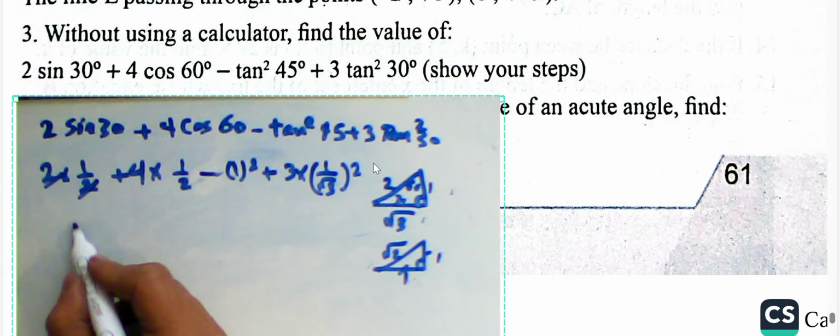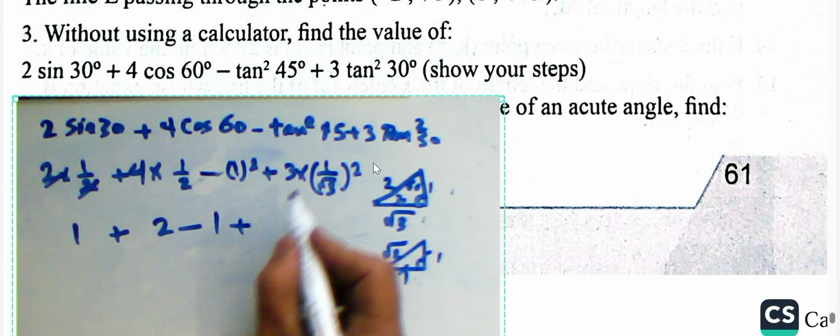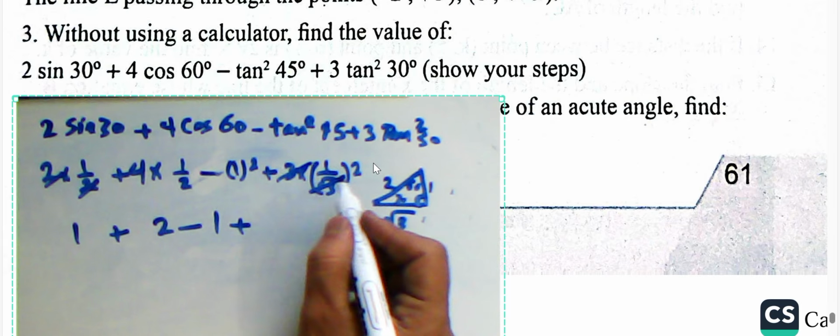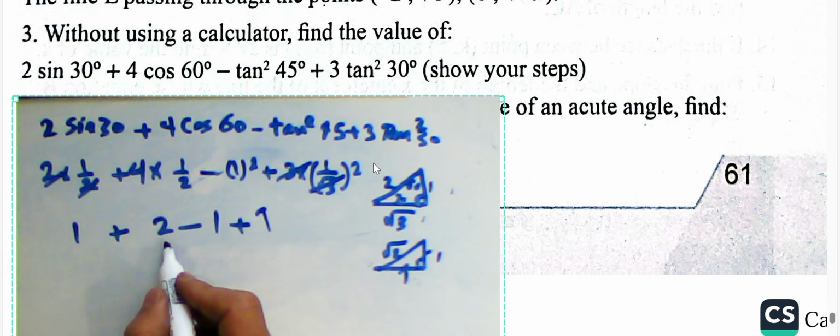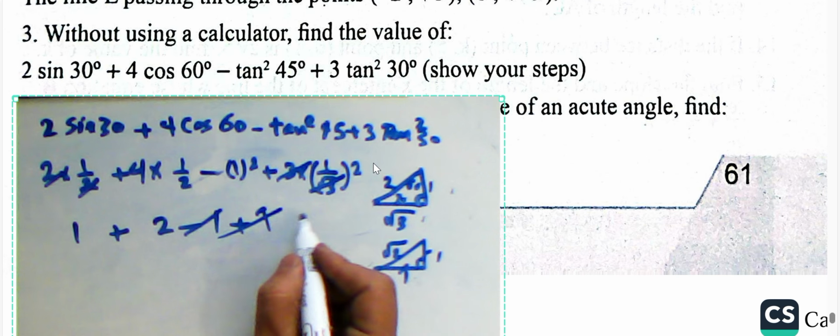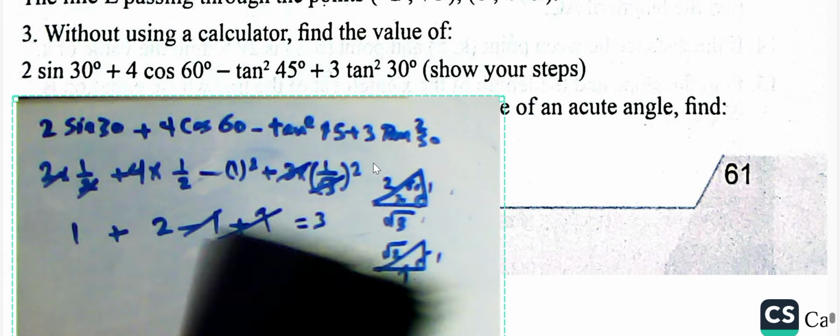Then 2 divided by 2 is 1, 4 divided by 2 equals 2, 1 power 2 is 1, 3 divided by 3 is 1, because root 3 power 2 equals 3, and 3 divided by 3 equals 1. 1 plus 2 is 3, 3 minus 1, we can cancel together, the result will be 3. You must choose your steps like this, don't use a calculator, okay?